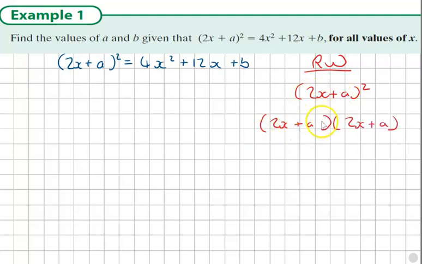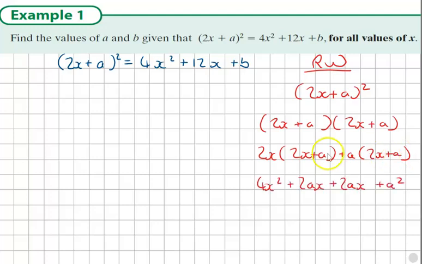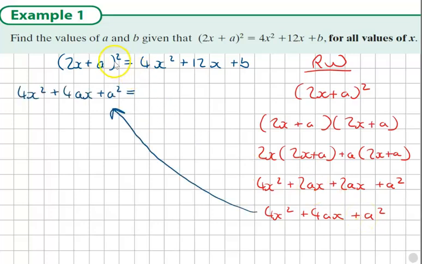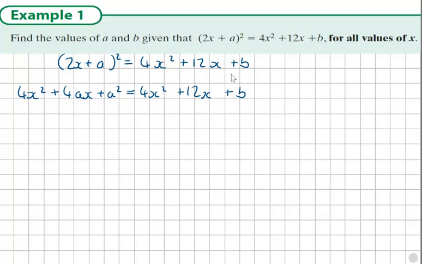So it's going to be 2x plus a times 2x plus a, which gives me 2x times 2x plus a times 2x plus a, which is 4x squared plus 2ax plus a squared, which is 4x squared plus 4ax plus a squared. So this becomes this, and we have our equals, and then we bring everything else on the right hand side down.